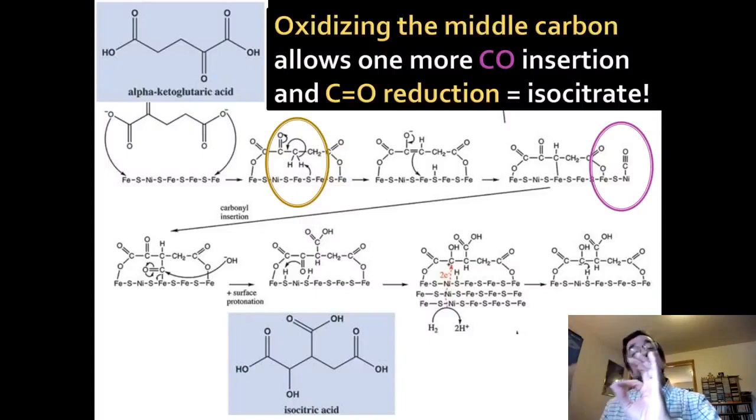But you basically have the middle carbon made vulnerable by oxidizing it. Then you can have an insertion there. You can have your little CO going in there. And then that forms a COO. That forms an oxidative group. And then you just reduce the COO that is next to it to make COH, and lo and behold, you have your isocitrate.